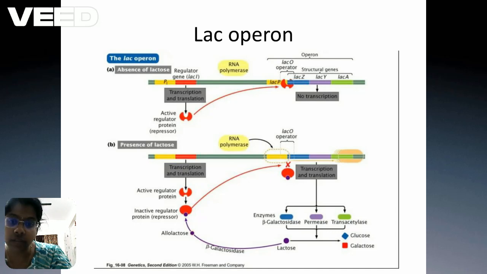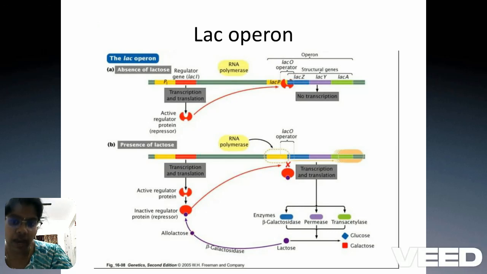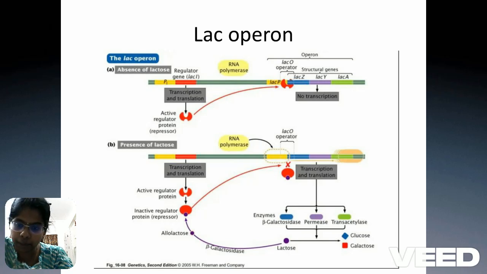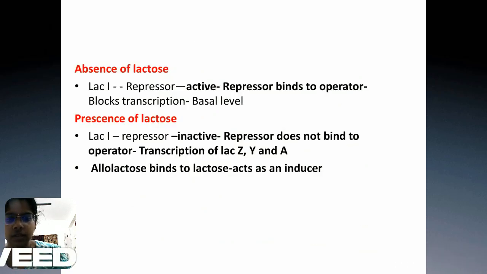Now, the opposite scenario: there is presence of lactose. Now, this repressor becomes inactive. How? We have an inducer called allolactose. This binds to repressor and makes it inactive. Inactive repressor cannot bind to operator. If repressor does not bind with operator, nothing blocks the transcription. Transcription takes place smoothly. So all the enzymes for metabolism of lactose are produced when there is presence of lactose. So I think you understood what is operator, what is a repressor, how the repressor binds to operator in the absence of lactose, and how the repressor does not bind to operator in the presence of lactose.